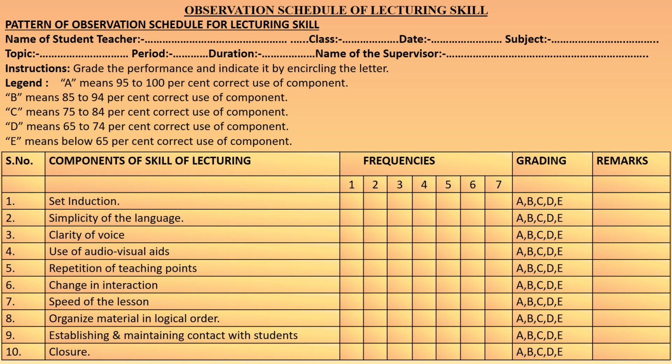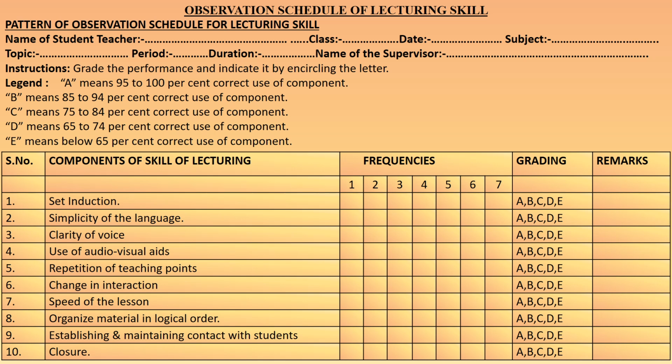The legend for the observation schedule is: A means 95 to 100% use of the component, B means 85 to 94% use of the component, C means 75 to 84% use of the component, D means 65 to 74% use of the component, and E means below 65% use of the component.